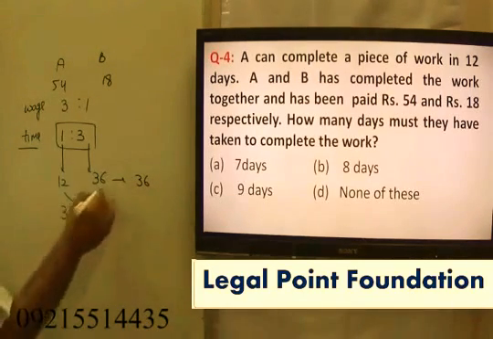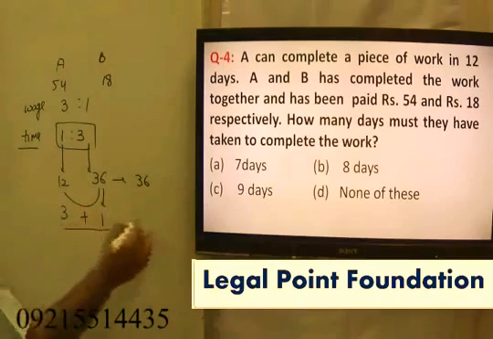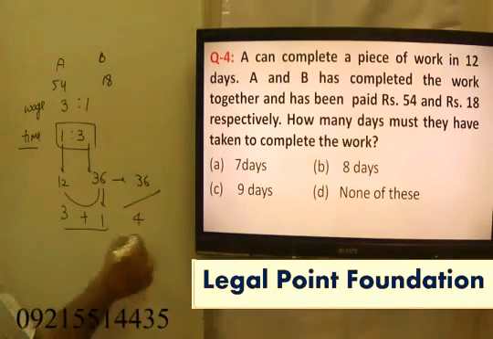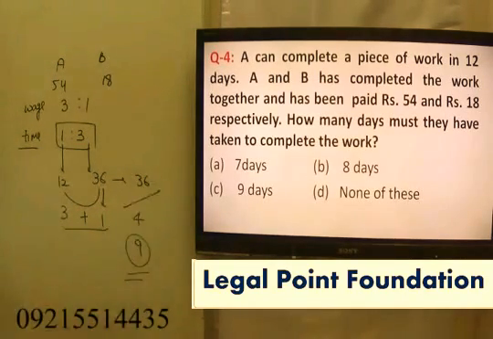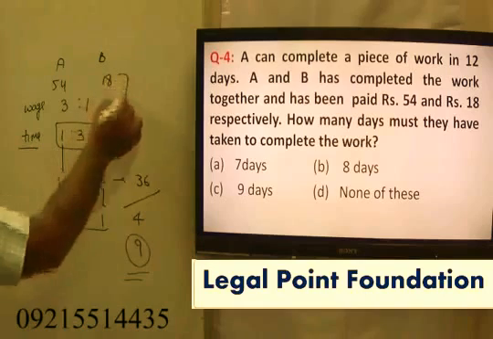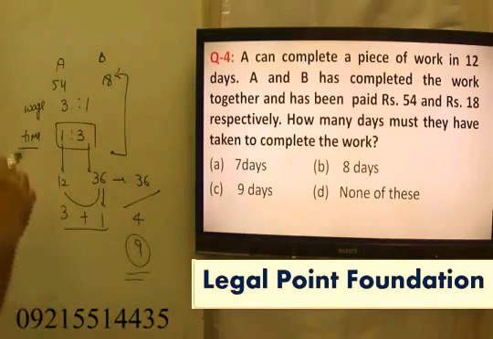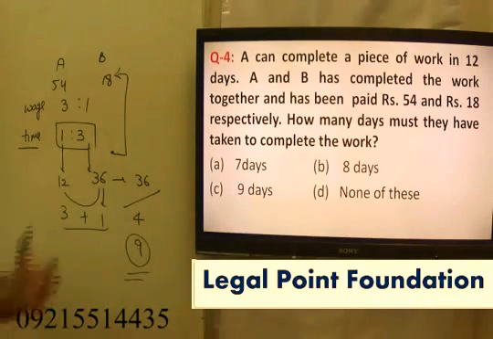A's 1 day's work will be 3, B's 1 day's work will be 1. Total will be 4. How much time do they take? 9 days. So I can say if they work together, the time taken by them is equal to 9 days. The answer is said to be C. Very simple question, only based on the point that wages are always directly proportional to work done and inversely proportional to time taken. Since wages are given here, we can find the ratio of the time taken, then we can answer it.